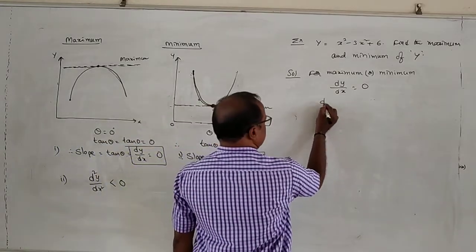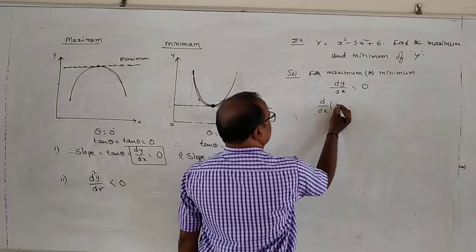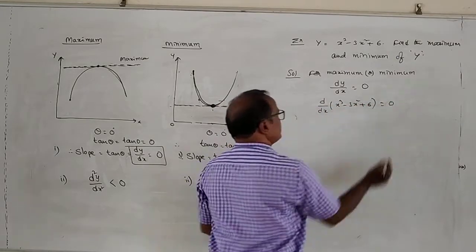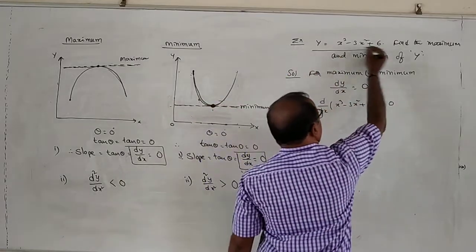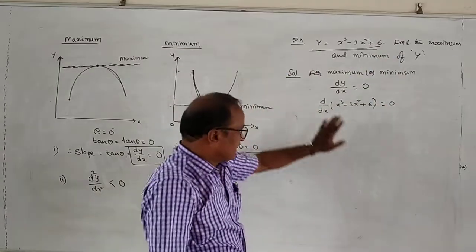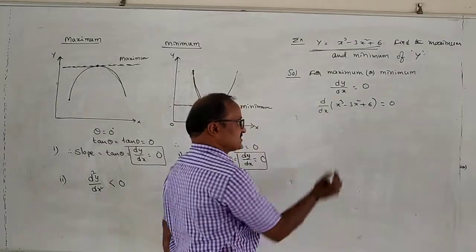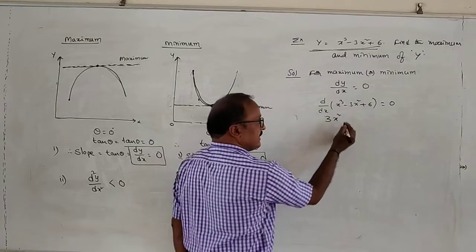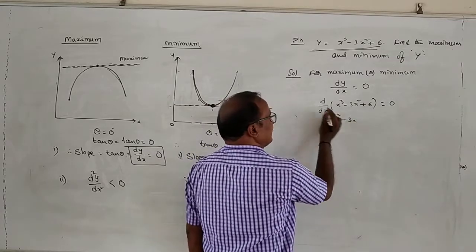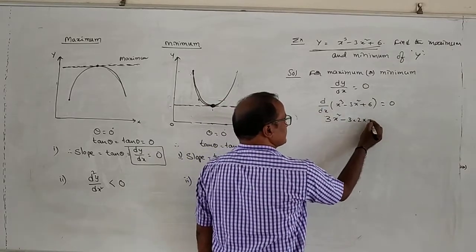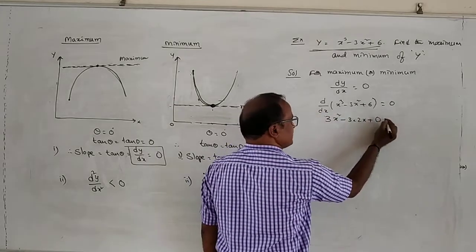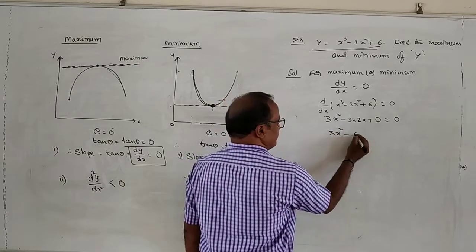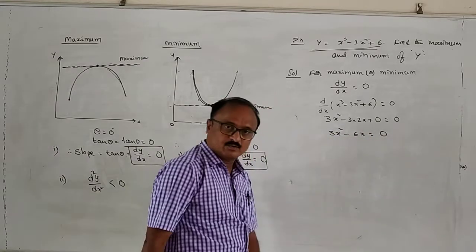That means d by dx of x cube minus 3x square plus 6 is equal to 0. This is the function y. Then we will differentiate this function with respect to x first. d by dx of x cube is 3x square, minus 3 into d by dx of x square is 2x, plus the derivative of a constant, which is always 0. Then 3x square minus 6x is equal to 0.